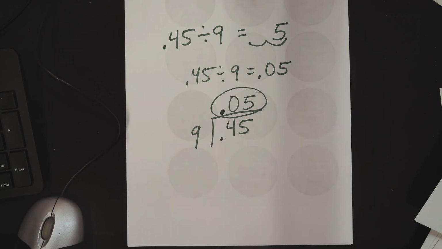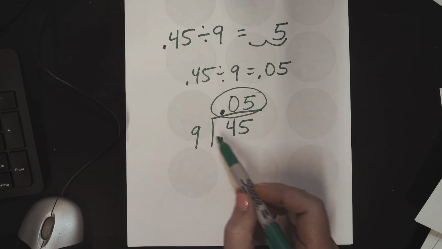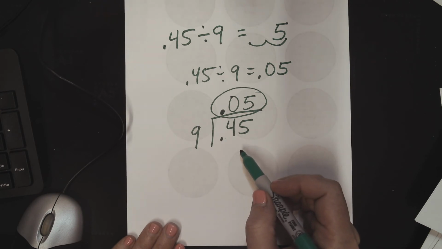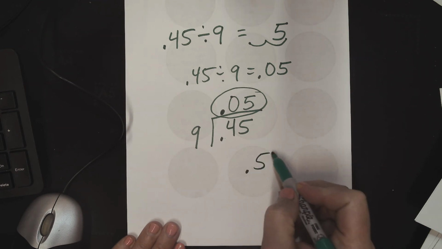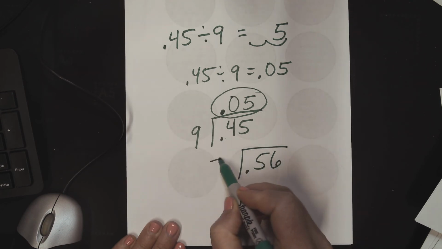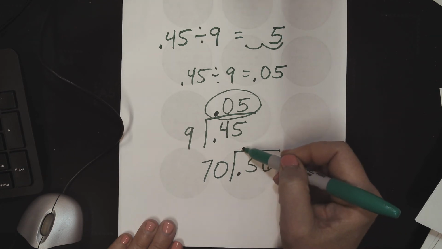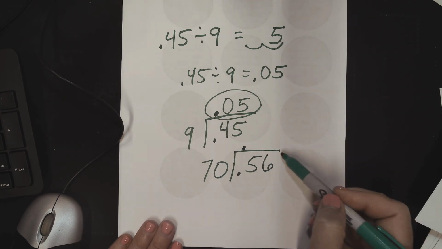Okay, what about, so I'm showing you 2 different ways so that if you like the horizontal way, you could do it that way. If you'd rather do it using the long division symbol instead, you can do it that way. What if I have 0.56 divided by 70? What am I going to do? First of all, I'm going to put my decimal place up here. Now what?